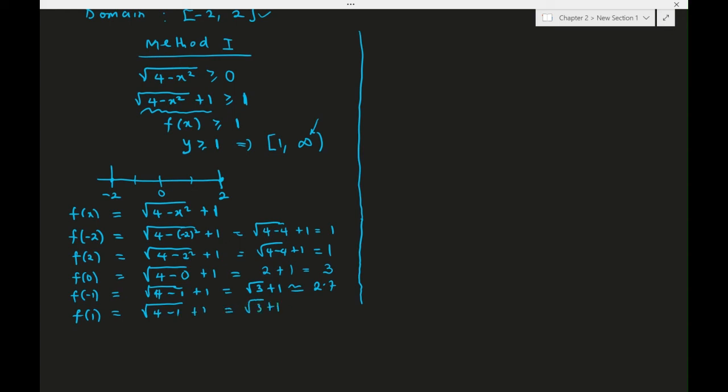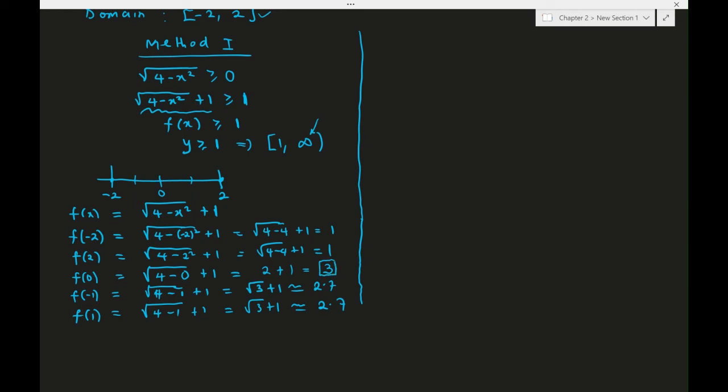So this is still going to be root 3 plus what? 1. This is equal to what? Still 2.7, right? So here you can see that the maximum value is achieved where? It is achieved at 0. And what is that value? That value is 3.